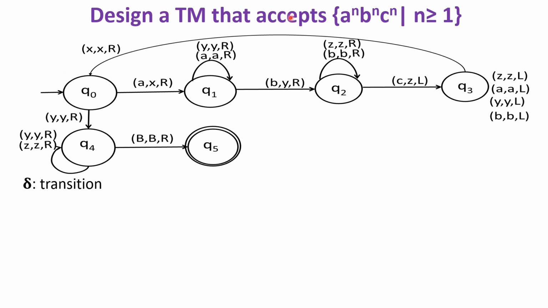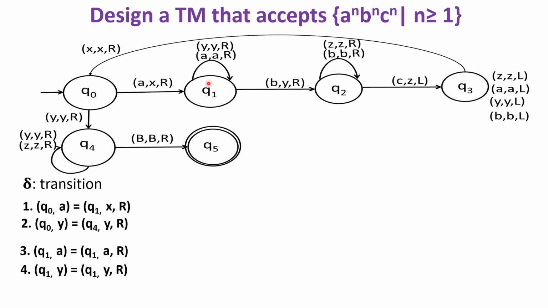Once we obtain the transition diagram, it is very simple to derive the delta transitions. Initial state Q0, for input A, it goes to state Q1, A is replaced as X, move towards the right. This is one transition. One more transition from Q0 is going to Q4, Y is kept as it is, move towards the right. So only two transitions from Q0.